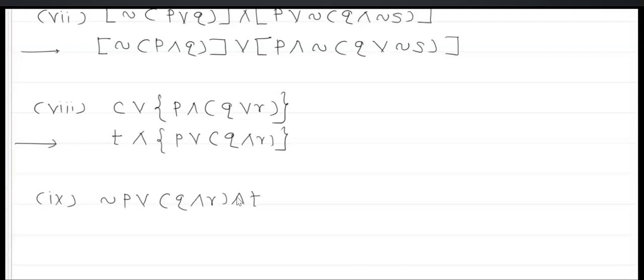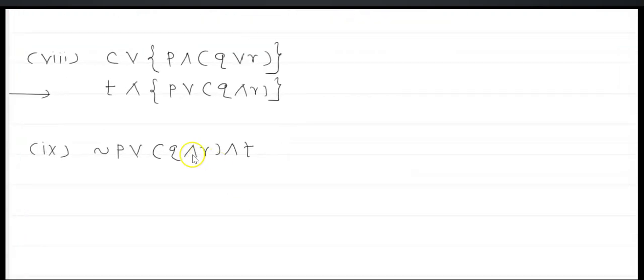Now next is the negation of P or in bracket Q and R and T. Now negation of P and Q or R or C. T is replaced by C. Tautology is replaced by contradiction.